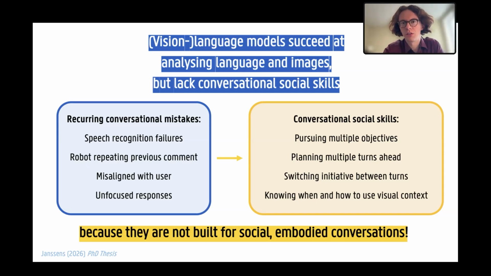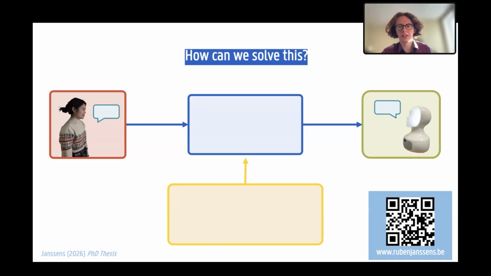It's not always my turn to ask the questions or your turn to decide what we're talking about. And also knowing when and how to use visual context is a very delicate and nuanced thing. And these social skills are things that come quite naturally to us as people, but they are not yet there in vision language models because they are not built for social embodied conversations. So how can we solve that? Well, there's a few ideas.